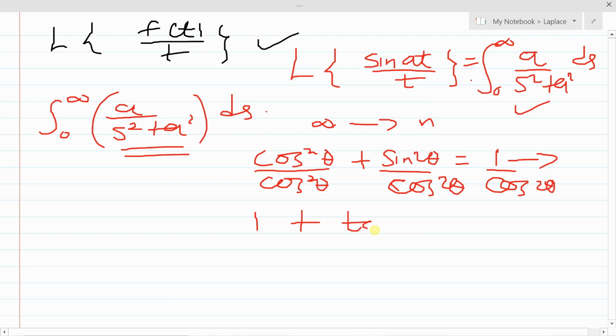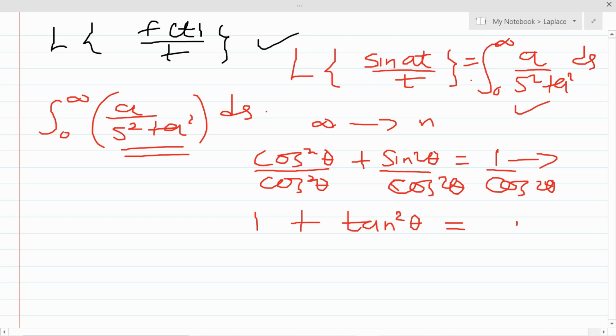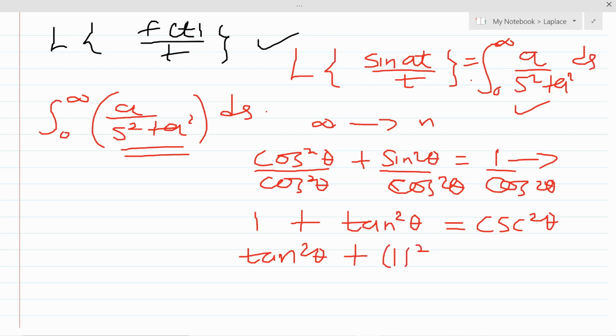So you get tan squared theta, because sine over cos is tan. And 1 over cos squared theta is the same as sec squared theta. So this is what we have. Let me interchange the tan and the 1. Tan squared theta plus 1 squared is the same as 1, and this is equal to sec squared theta.